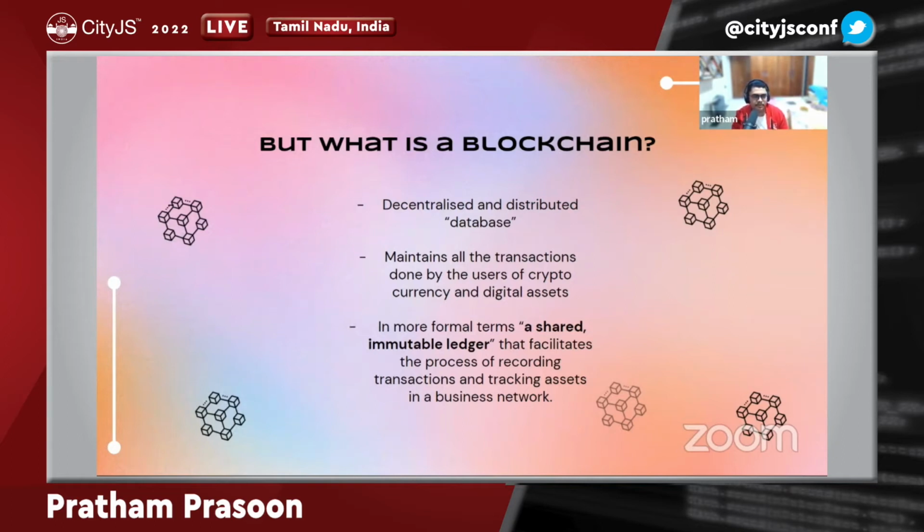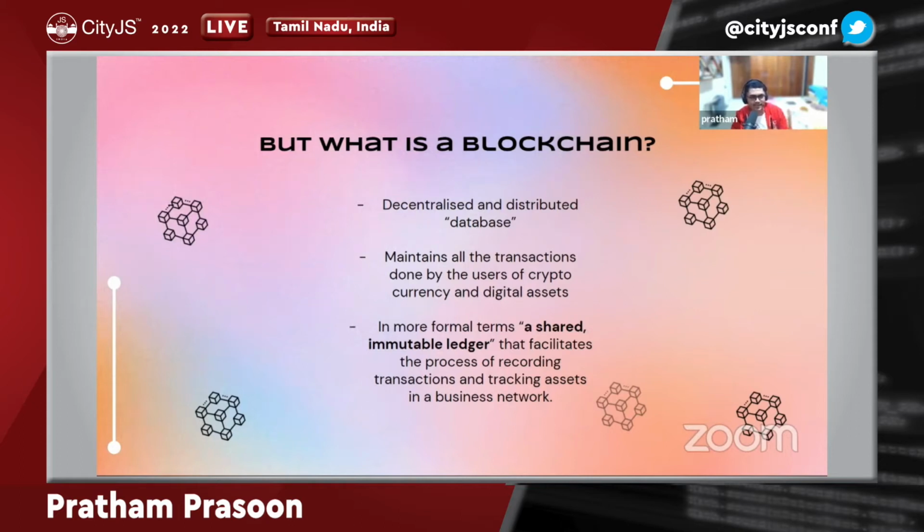So a shared immutable ledger is basically a distributed database. That means it's not on one centralized source. The database is present on many different computers, and it is immutable, meaning that the values in it cannot be changed. You cannot just magically change a transaction on the blockchain. So once something's written to a blockchain, it cannot be reversed. It stays on the blockchain.